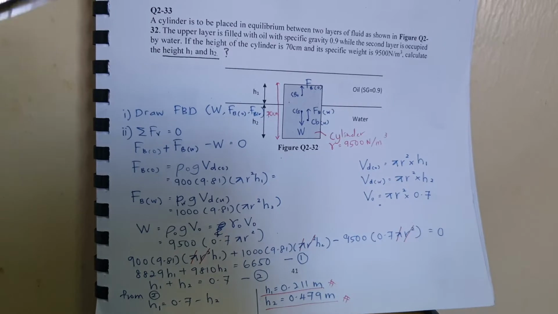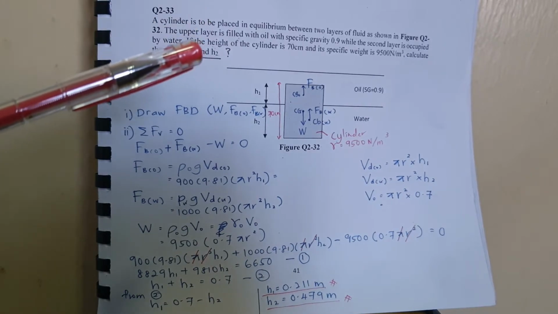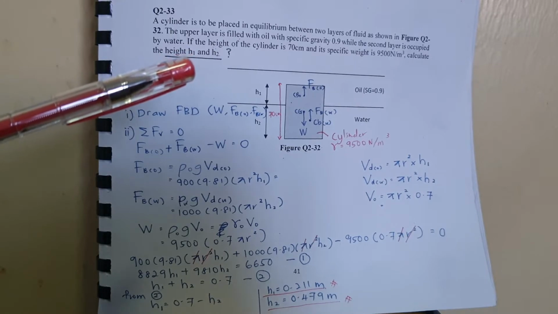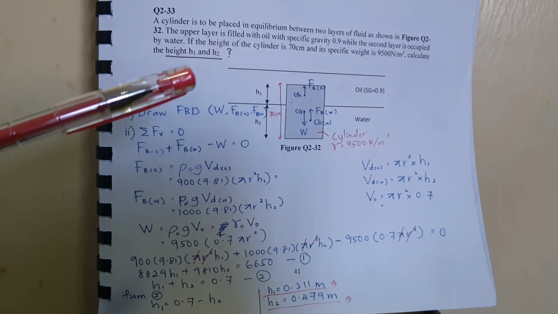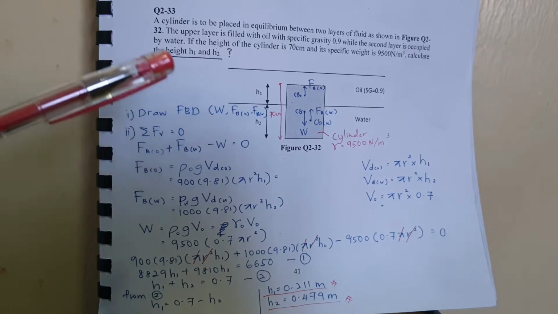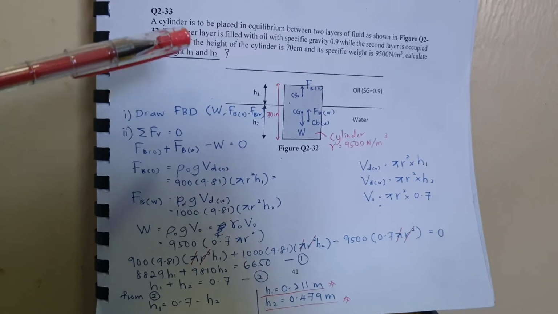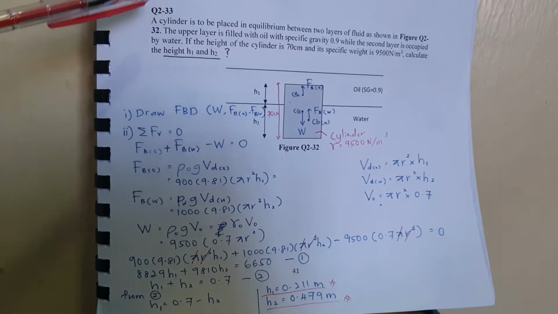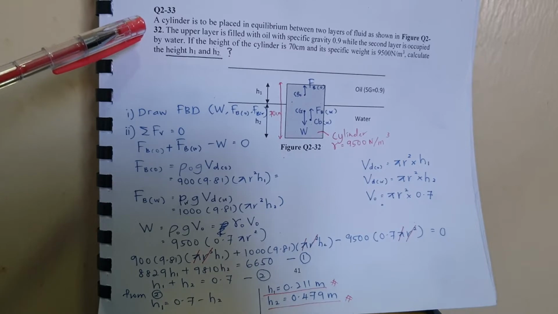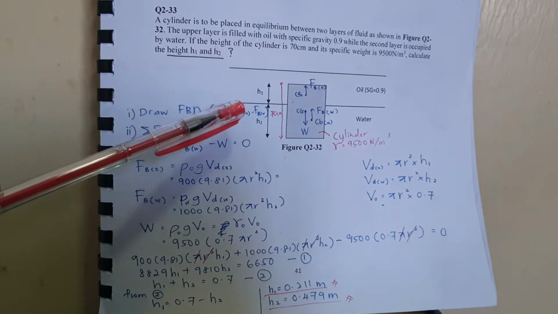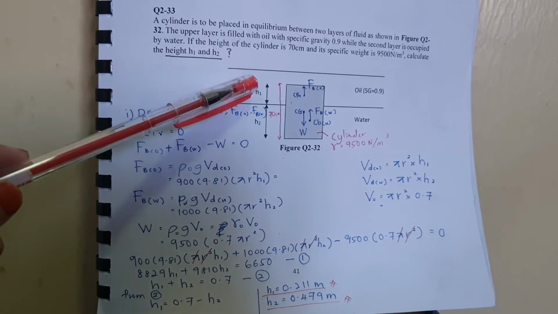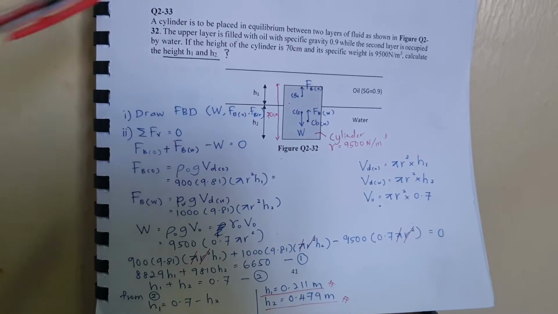Okay, the upper layer is filled with oil, so SG 0.9. If you know SG 0.9 means the density is 900, and another layer is occupied with the water. If the height of the cylinder is 70 cm, remember if in the problems given any value but it doesn't show in the figure, better you put the value in the figure.